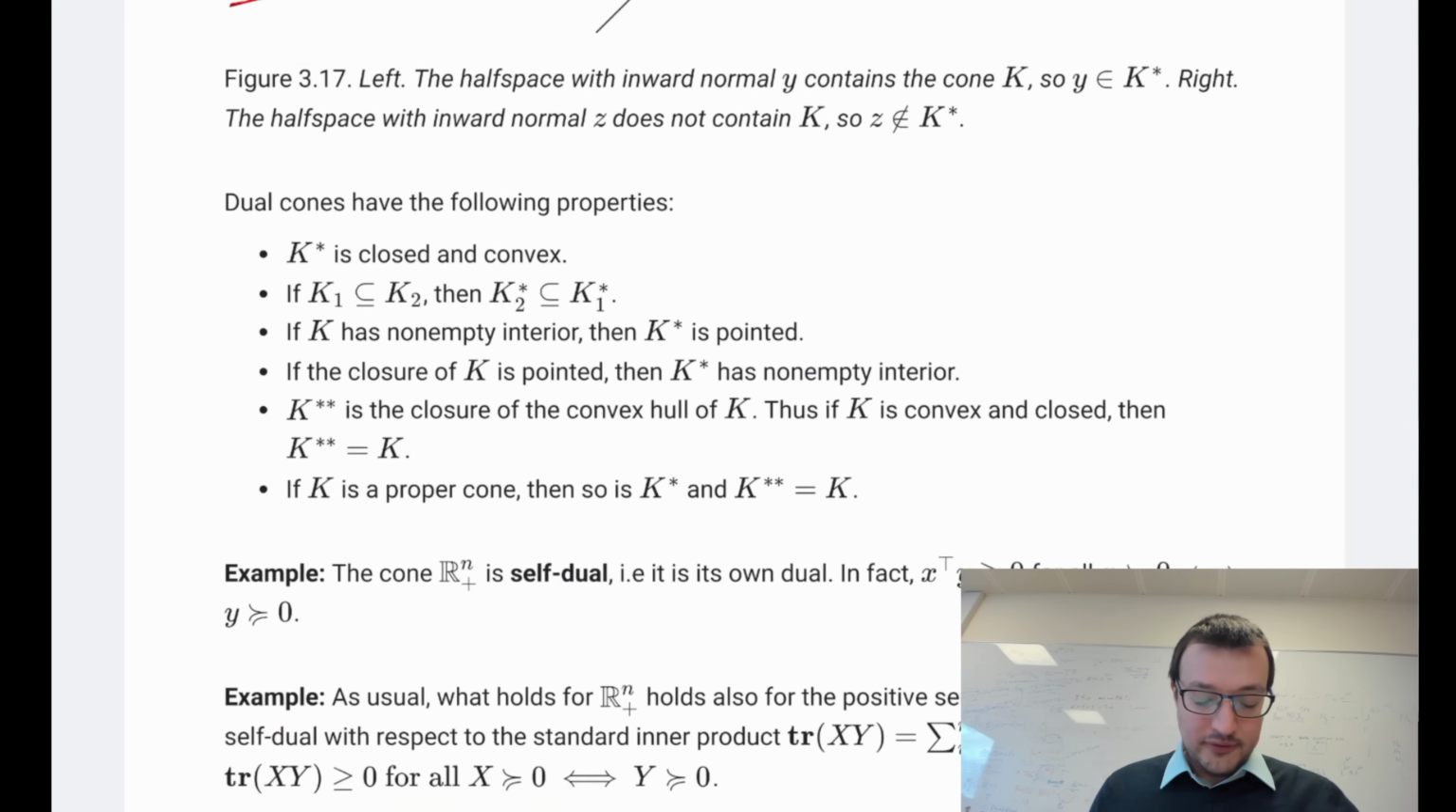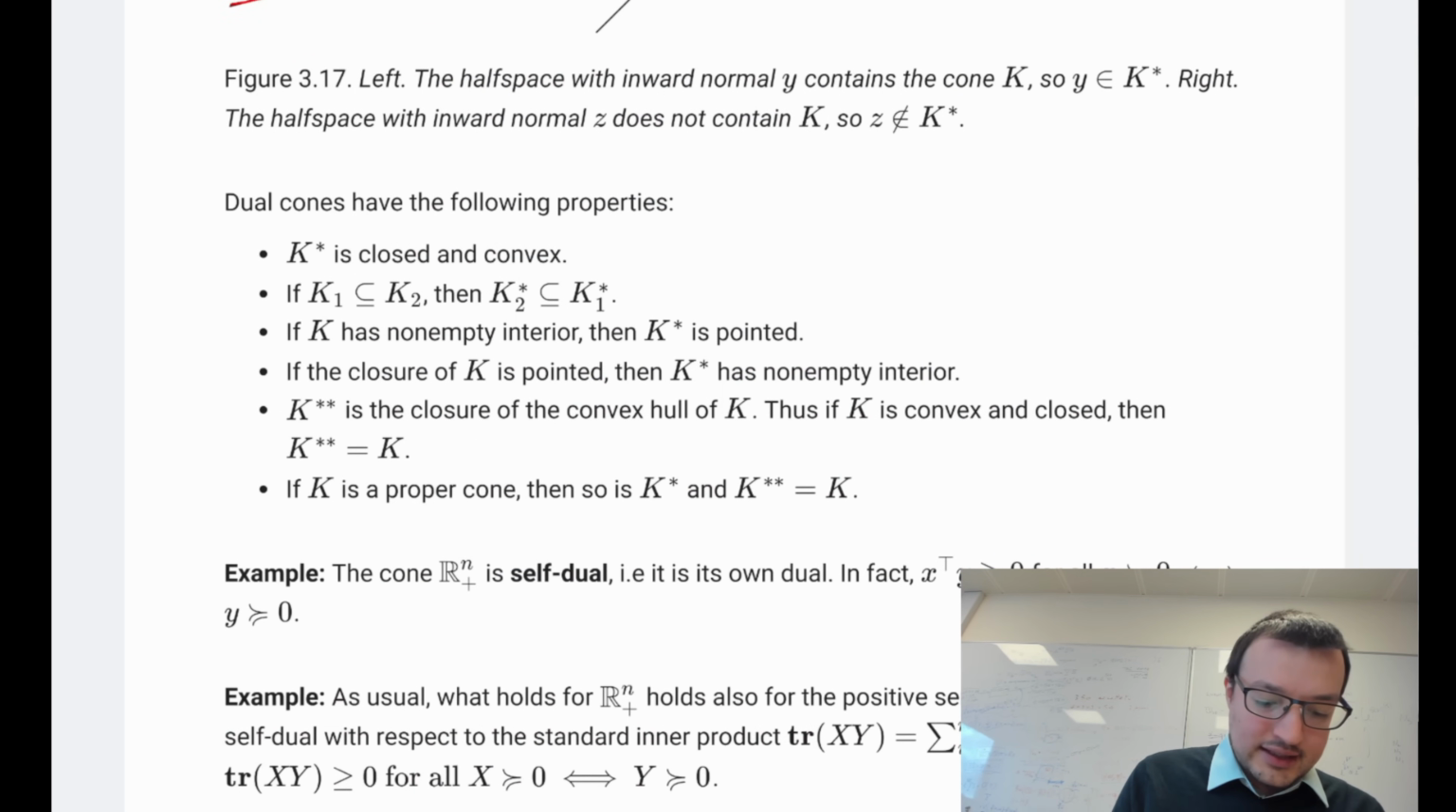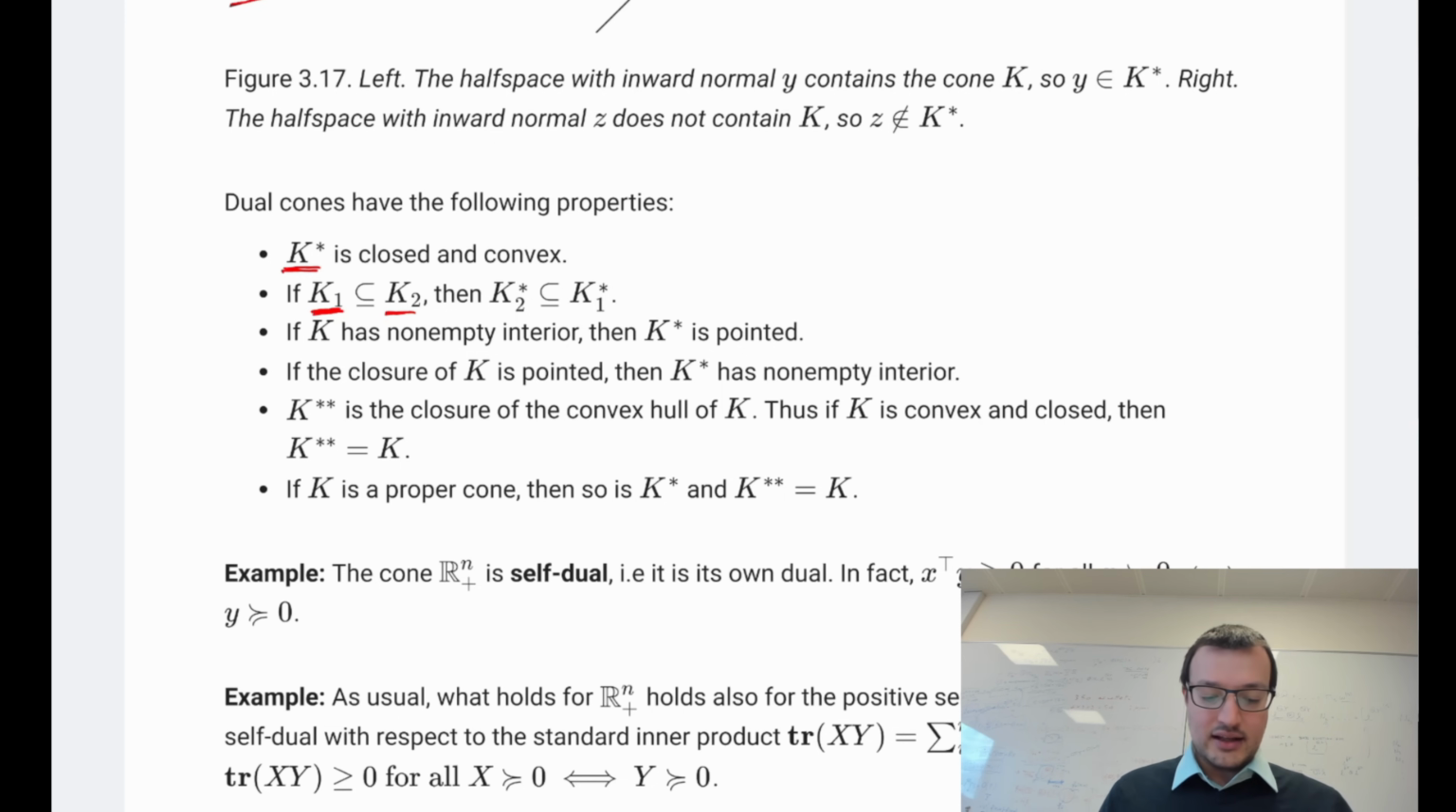Dual cones have the following properties. As we said, a dual cone is always convex and actually is also always closed. So it doesn't matter what you start with. It doesn't matter if the cone K is convex or not, or closed or not. K star is always going to be closed and convex. And there is the property that if the cone K1 is smaller, so is contained in K2, then the opposite happens for the dual cones. This essentially implies that a small cone will have a very large dual cone, and a large cone will have a small dual cone. Okay.